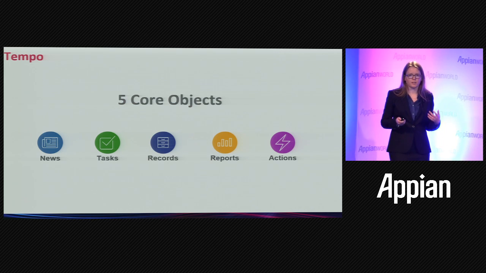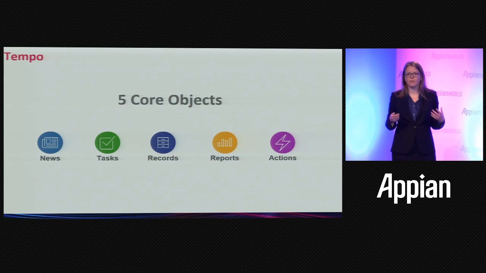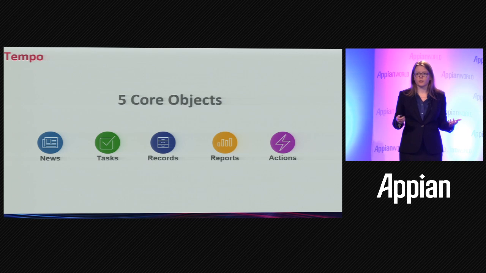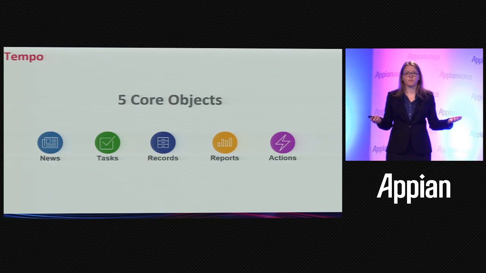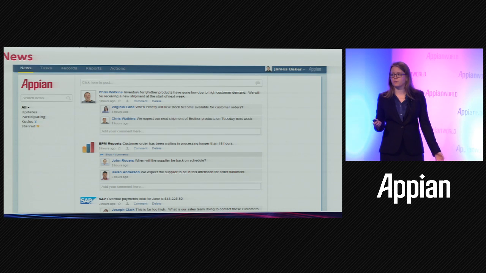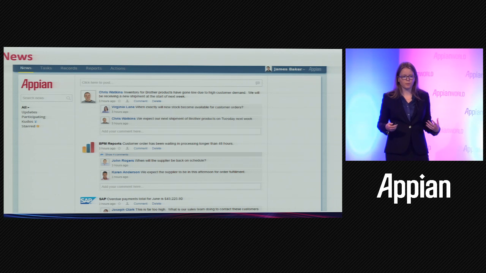So these objects, Tempo is built using our 5 core objects: the news, the tasks, the records, reports, and actions that you use in your applications to get whatever it is you're doing done. And the first one is news. News is the big differentiator between Tempo and the other environments, Sites and Embedded. News is where you go to see what's going on in your company. When I want to know what's up at Appian, I go to news. I use the news feed.